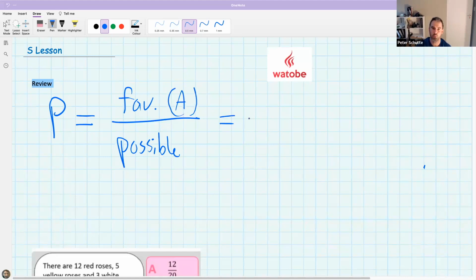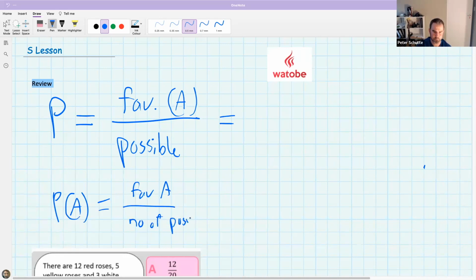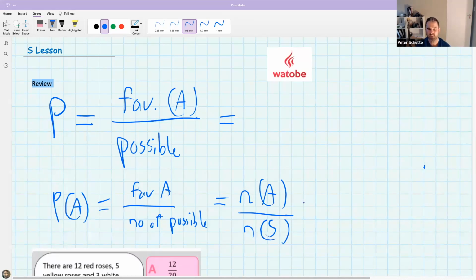In terms of the formula, that could be written as the probability of A equals the number of favorable A over the number of possible. Another way of writing this is the number of items in A over the number of items in S, where S is the sample space of all possible outcomes. Okay, so that's the basic formula for probability.